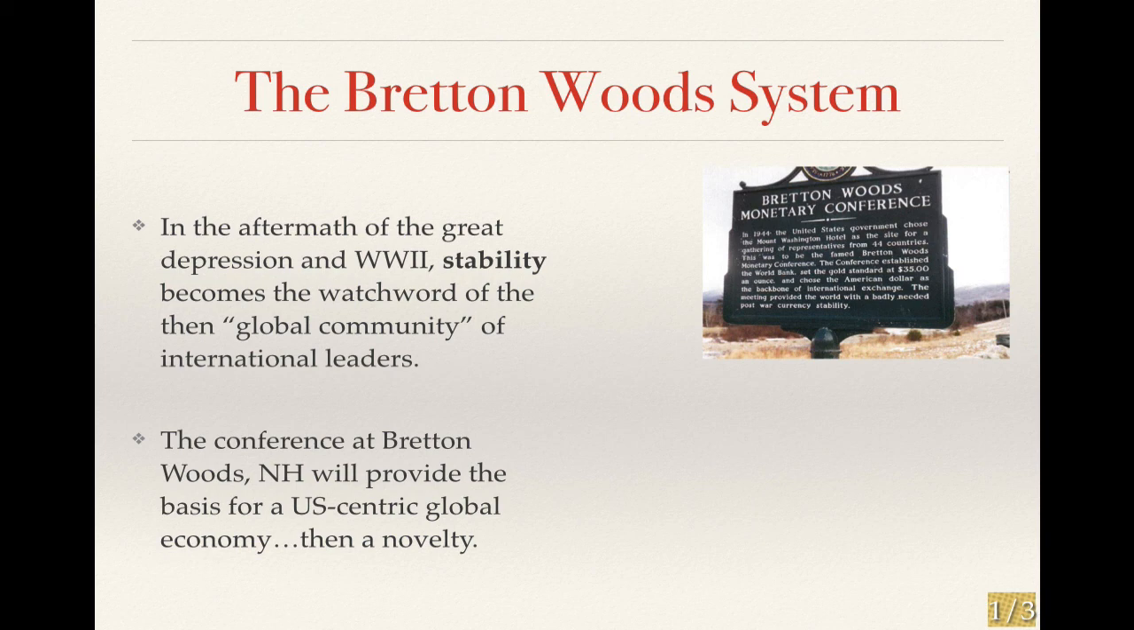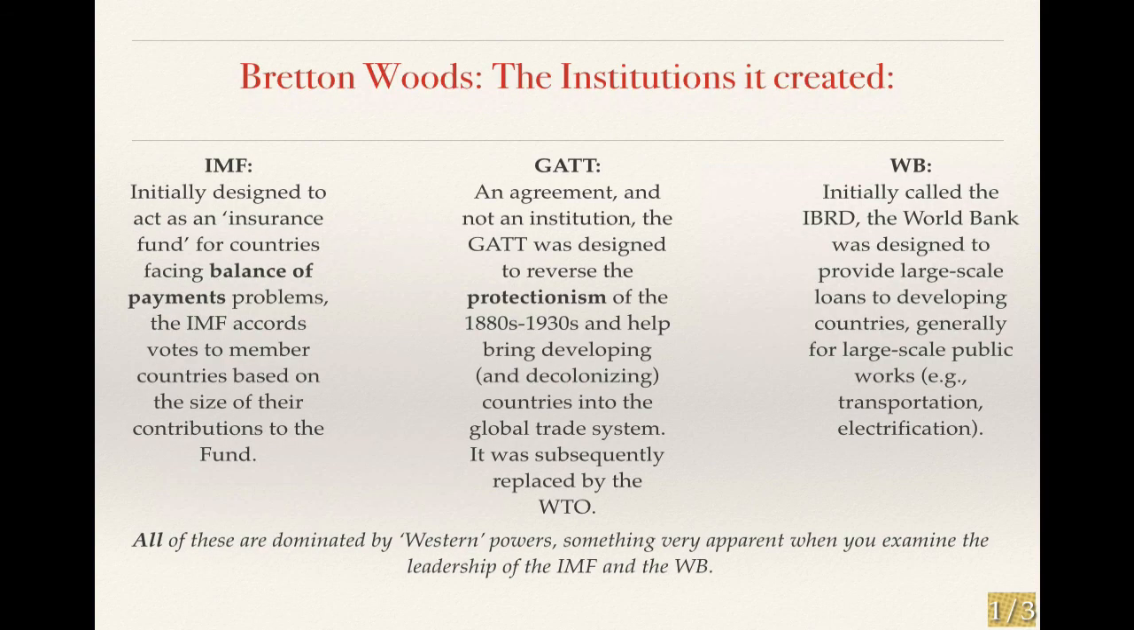Specifically, the Bretton Woods system is going to set up a few new institutions. These are the IMF, the GATT, and the World Bank. The IMF was initially designed to act as an insurance fund for countries facing balance of payments problems, in other words, who were having to pay out more money than they were generating and receiving.